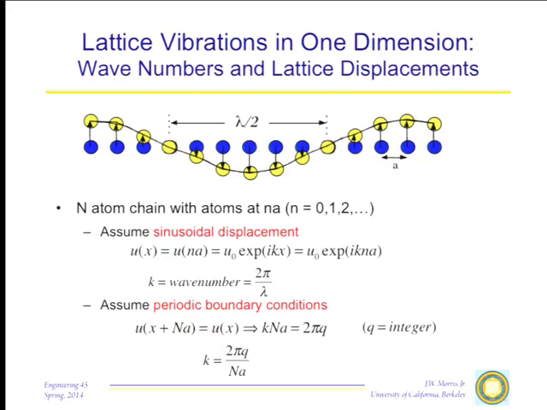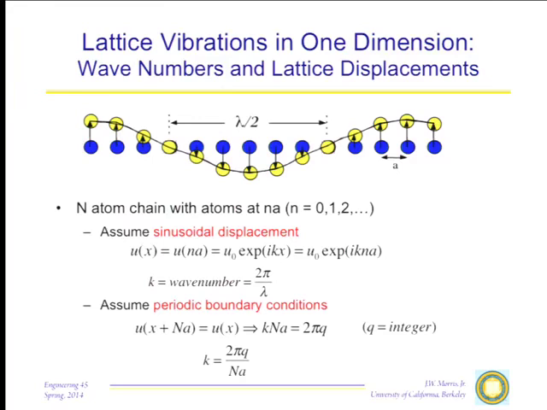There is a finite range of values of this k, after which it will just repeat itself, and that range of values contains precisely big N individual values in the range minus pi over a to pi over a. That's what's called the first Brillouin zone of this linear chain. And that tells you that, first of all, you have discrete values of the wave number that are possible for this wave. It also tells you that the total number of independent waves that you can have is precisely equal to the number of atoms in the chain.